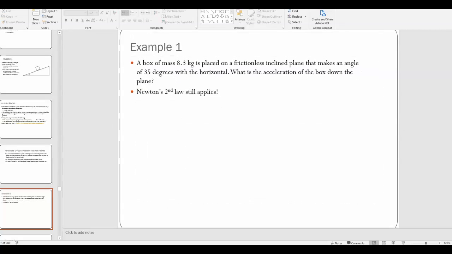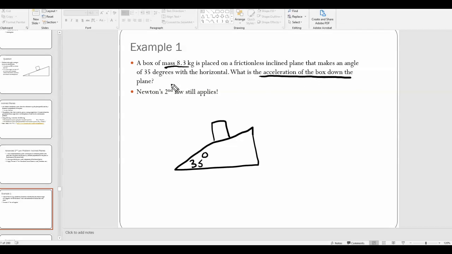Example 1 says a box of mass 8.3 kilograms is placed on a frictionless inclined plane that makes an angle of 35 degrees with the horizontal. Alright, so I'm going to draw my inclined plane. There's an angle of 35 degrees. I have the box on the plane, and I know the mass. I'm asked what is the acceleration of the box down the plane.